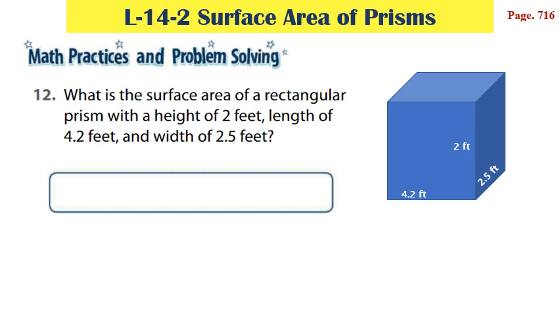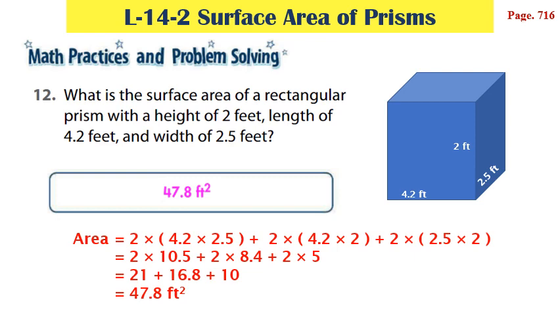Did you get the answer? Very good. 47.8 square feet. Area equals 2 times 4.2 times 2.5, plus 2 times 4.2 times 2, plus 2 times 2.5 times 2. Equals 2 times 10.5 plus 2 times 8.4 plus 2 times 5, equals 21 plus 16.8 plus 10, equals 47.8 square feet. Good.